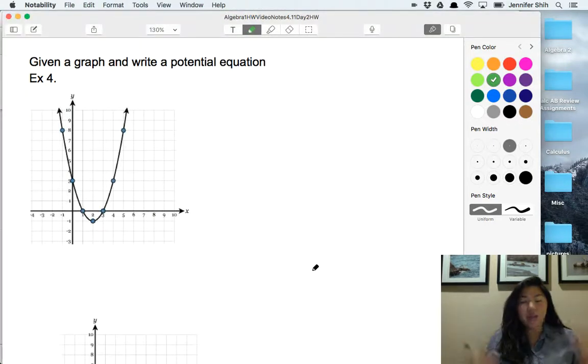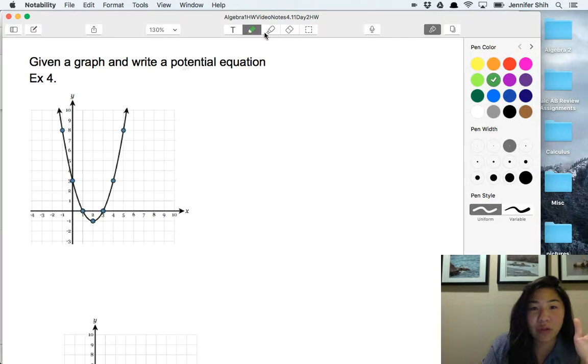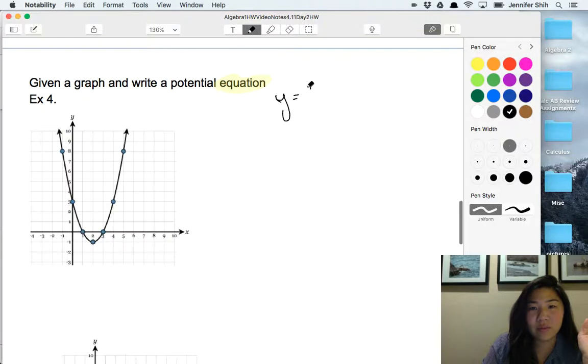Given a graph, here's the second skill you're learning in this video. Given a graph, write a potential equation. So now we're going to go backwards. Your answer for these types of problems where you're given a graph and you need to write an equation is going to be in this form. It's going to be y equals, this is either going to be positive or negative, and then you can put the zeros in, the factors.